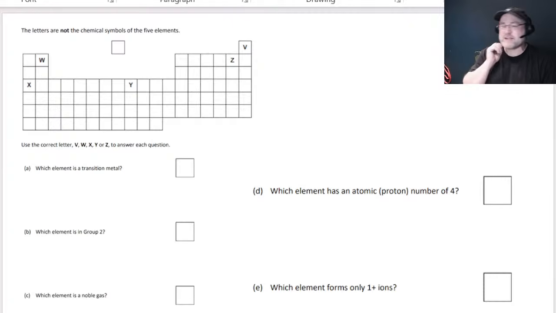Which element is a transition metal? Which element is in group 2? Which is a noble gas? Which element has a proton number of 4? And which element forms only 1 plus ions?